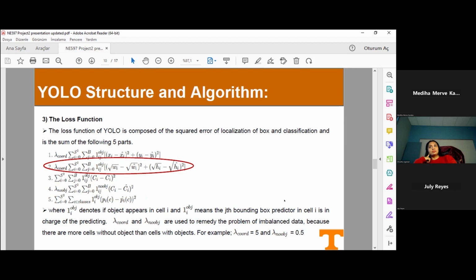The loss function of YOLO is the sum of the following 5 parts, as you can see from here. This means the jth bounding box predictor in cell i. Lambdas are used to remedy the problem of imbalanced data. In part 2, you can see the square root of the width and height is used. Since the same prediction error of width and height has a different influence for a small box or a large box, the square root can amplify the influence when the box is smaller relative to a large box.